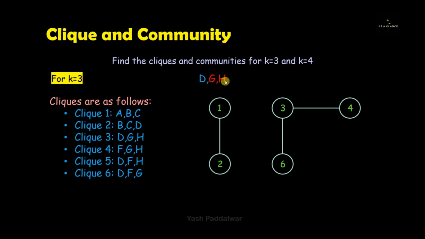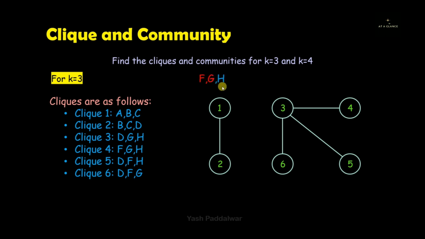Similarly, the next pair is D and H. So let's highlight it and let's check whether DH is present in any of the other cliques. You can carefully observe in clique 5, we can see that D and H are present. So therefore, there is a connection from clique 3 to clique 5. So this is how the connection will be made. So we are done with the DGH nodes, which were from clique 3.